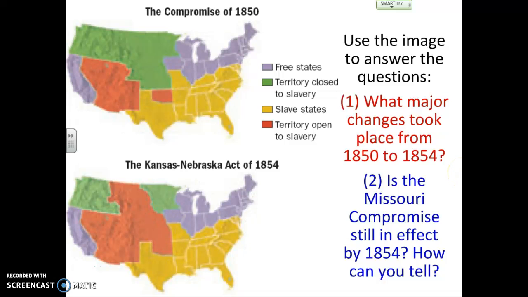Hey guys, welcome back to our discussions here on our Period 5 lessons. Today we're going to take a look at how sectionalism continues to grow and eventually rises into a civil war, where the slave states and the free states just cannot get along. We're going to see the build-up going from 1850 onward.